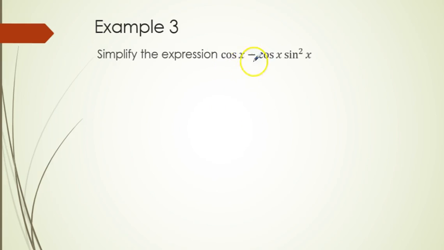Here we see two terms. There's cosine of x, and we're subtracting cosine of x times sine squared. So in these two terms, they do have something in common. They both have a cosine of x in them. So that's what I'm going to factor out. And then inside the parentheses, I write what's left when I remove the cosine of x. So cosine divided by cosine is 1. And cosine times sine squared is just the sine squared value.